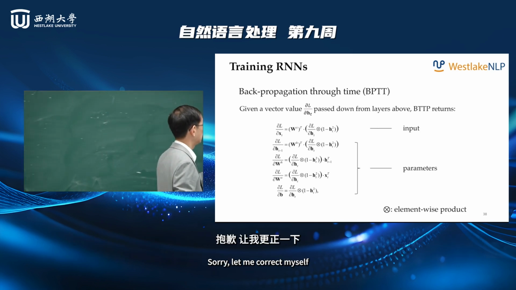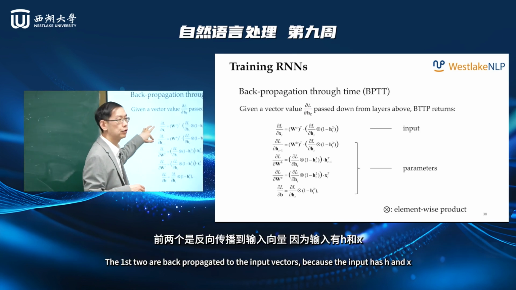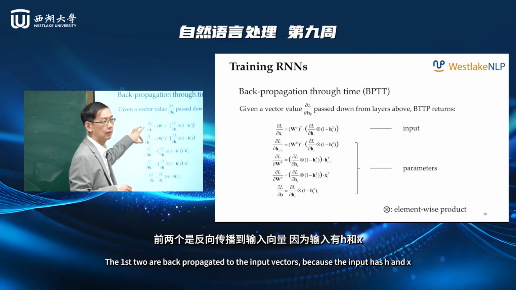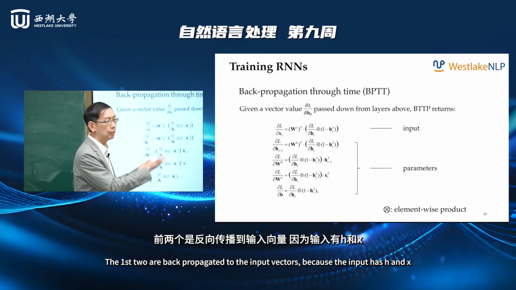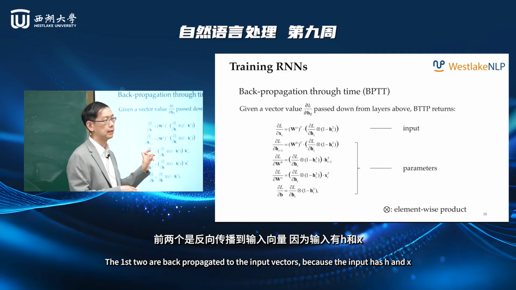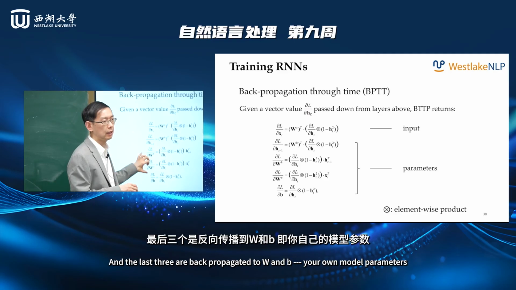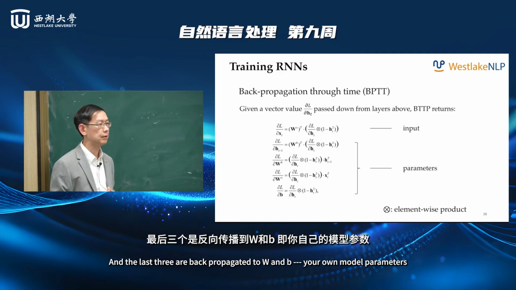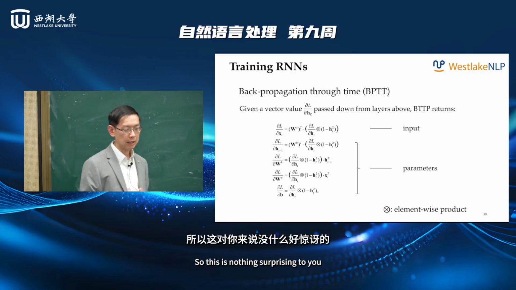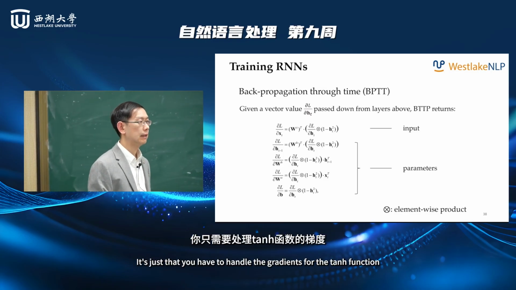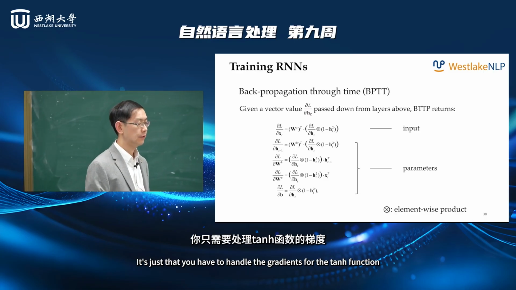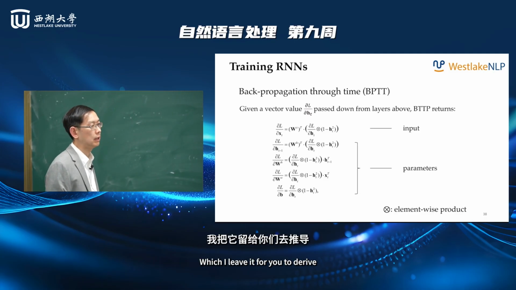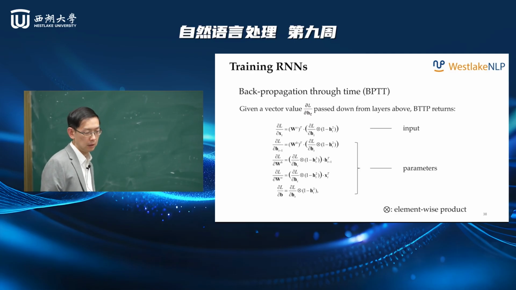Sorry, let me correct myself, okay? The first two are backpropagated to the input vectors because the input has h and x, right? And the last three are backpropagated to W and b, your own model parameters, right? So this is nothing surprising to you. It's just that you have to handle the gradients for the tanh function, okay, which I leave for you to derive.